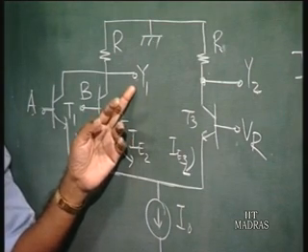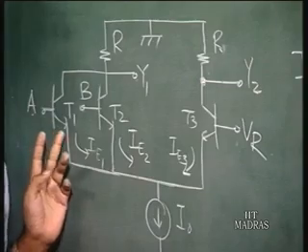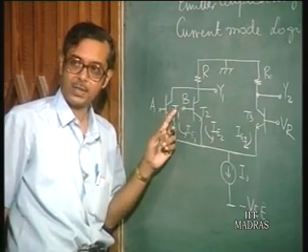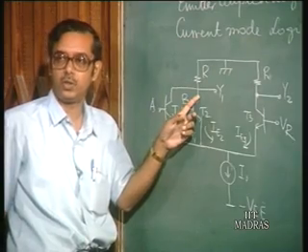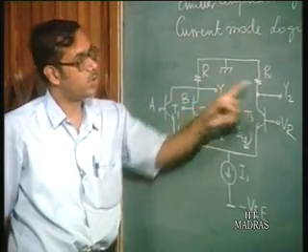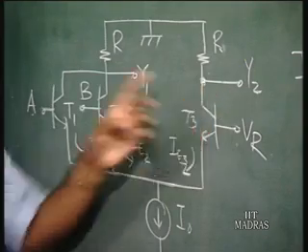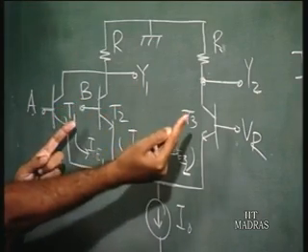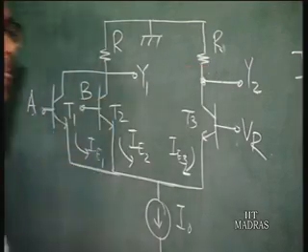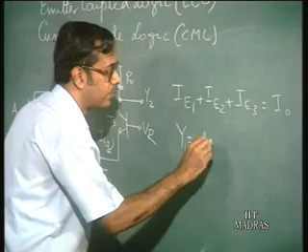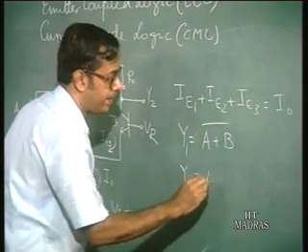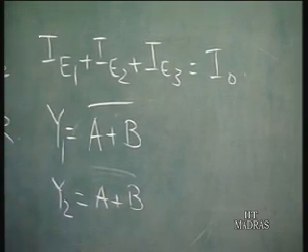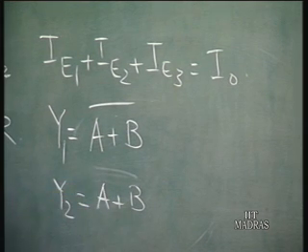So what is the logic at Y1? It is a NOR logic. Why is it a NOR logic? Because if any one input goes high, there is a current flowing in this branch and this output is going to go low. And when Y1 goes low, Y2 is high. That is, when any one of the inputs goes high, because the current is flowing in the left hand side branch, there is no current in the right hand side branch, so Y2 is high. So Y1 is NOR of A and B, and Y2 is OR of A and B.